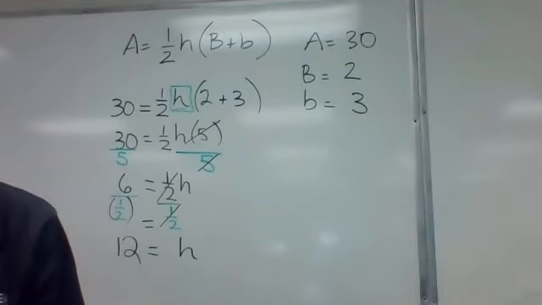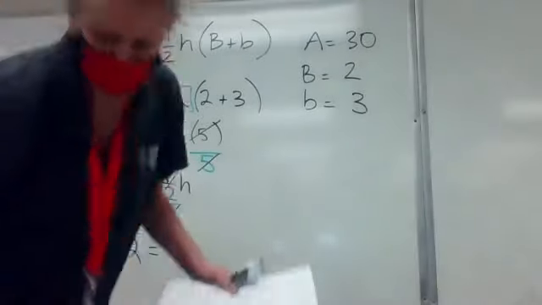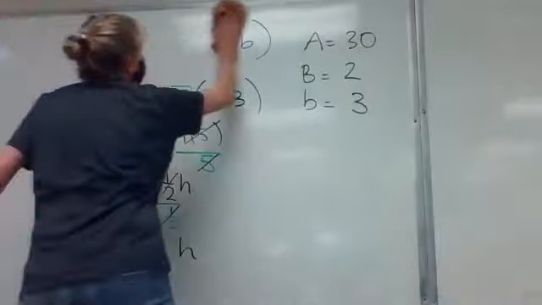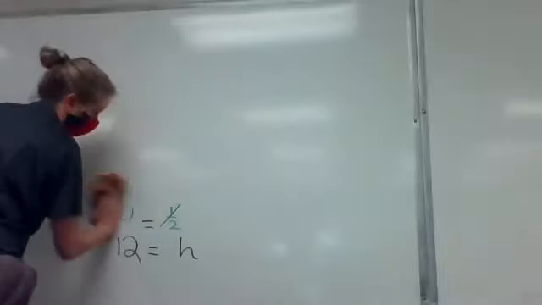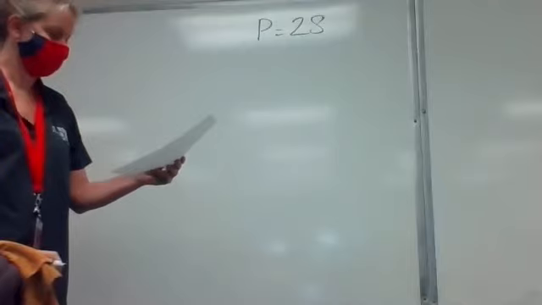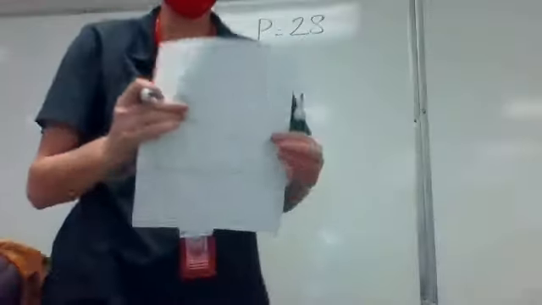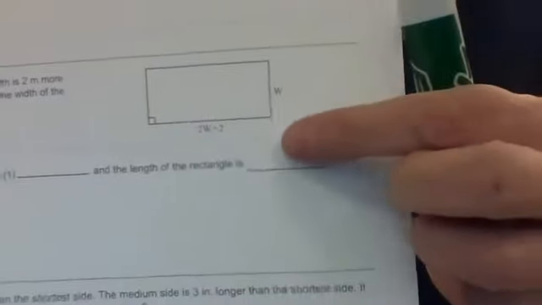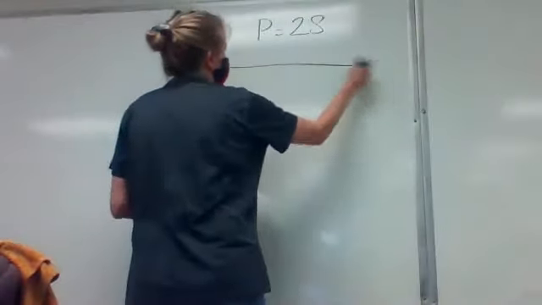All right, number 4 says the perimeter of a rectangle is 28 meters. So it tells me the perimeter is 28. The length is 2 more than 2 times the width. Find the length and the width of the rectangle. It tells you that in words, but then look, it actually draws it out and tells you there's your length and there's your width. So I'm going to draw that out and then tell you what that wording means.